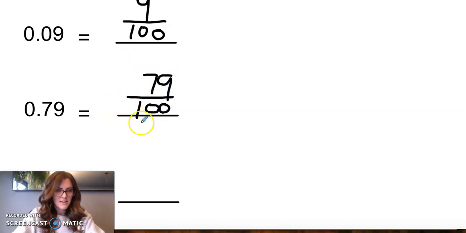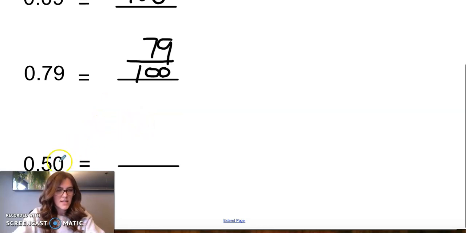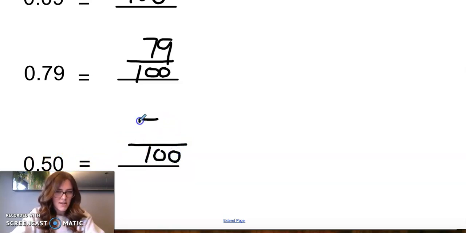It is 79 hundredths. And then our last one is 50 hundredths. Again, there are two numbers after the decimal, so that means the fraction is going to be out of 100, and we have 50 hundredths.